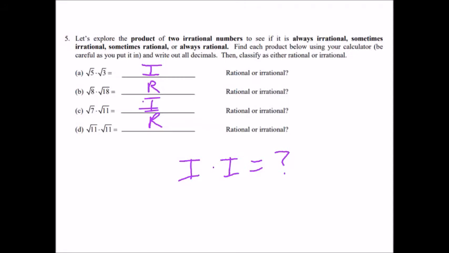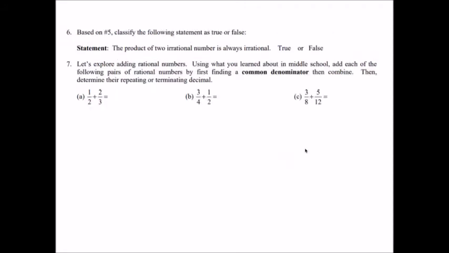So let's look at this statement. Based on 5, classify the following statement as true or false. The product, so multiplication of two irrational numbers, is always irrational. Well, we had some that were rational and some that weren't. So this is false. It's not always irrational. It's sometimes irrational.